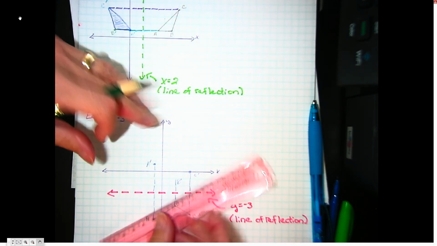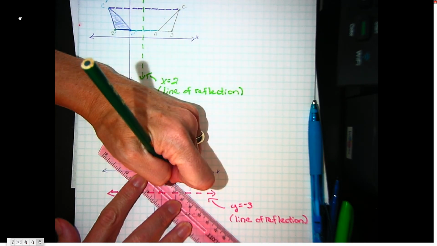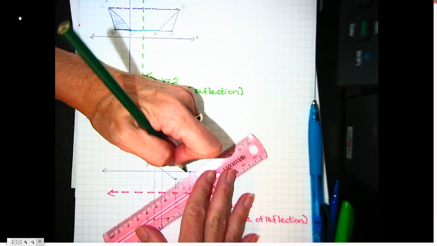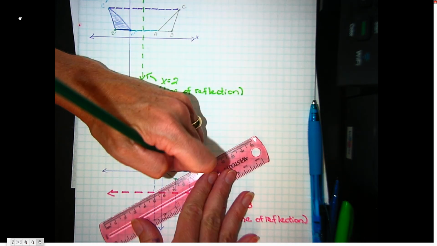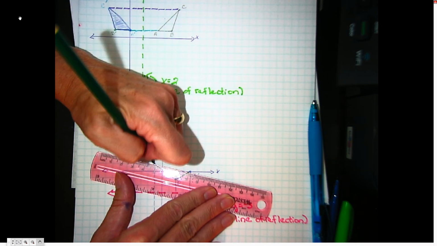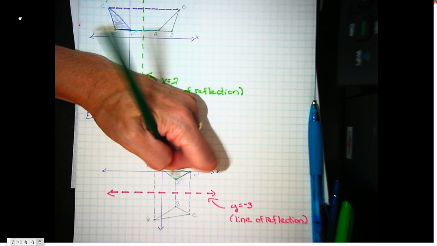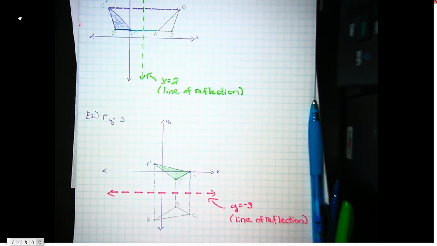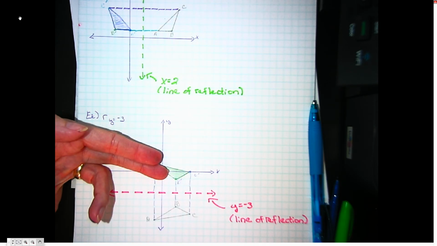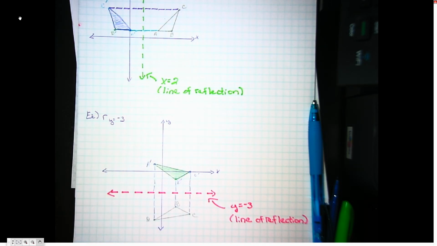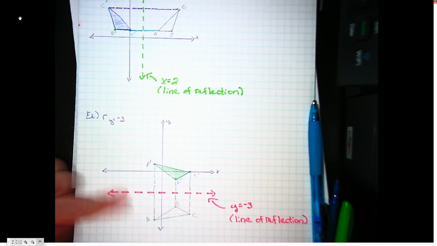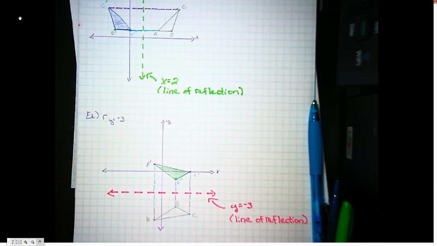Okay, so let's connect our points. A to B, B to C, and A to C. So do they look like mirror images? Does it look like I just took this and literally flipped it across that y equals -3? It sure does. It looks like I could fold this paper on that dotted line and they would match up and lie right on top of each other.